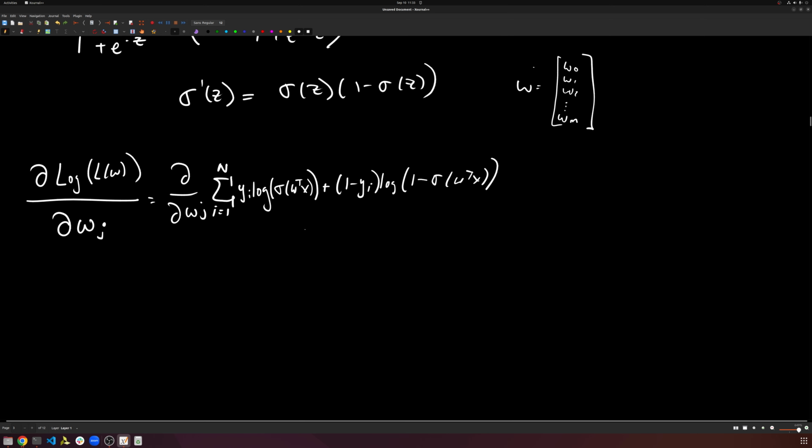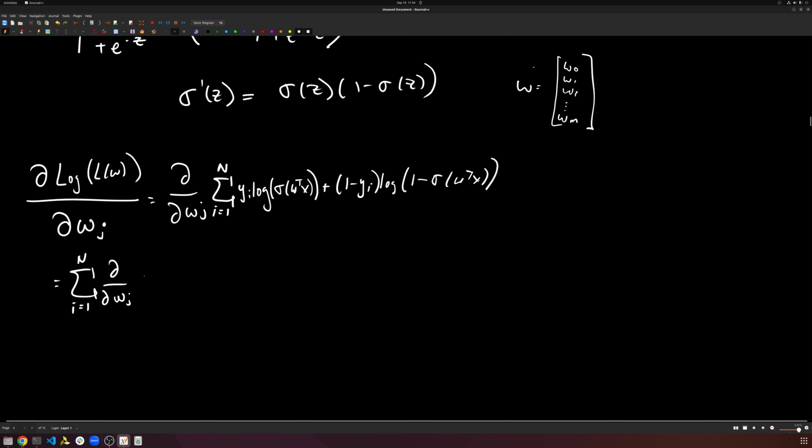So this is our function that we want to take the derivative of. No big deal. The derivative of a sum is the sum of the derivatives. So this is equal to the sum i equals 1 to n, just like before, and we can stick our derivatives inside.